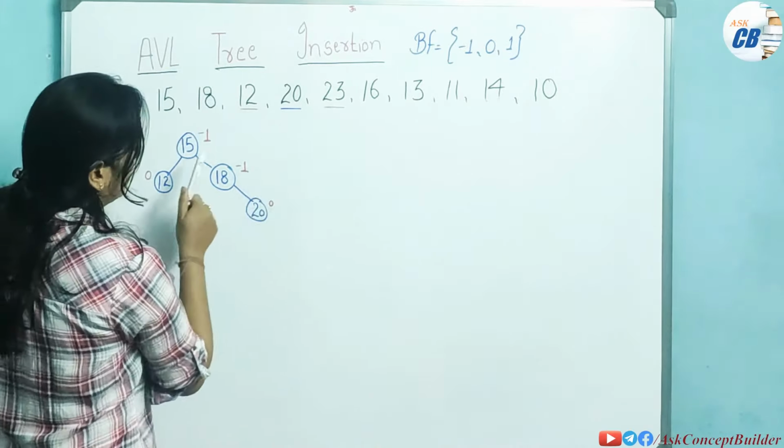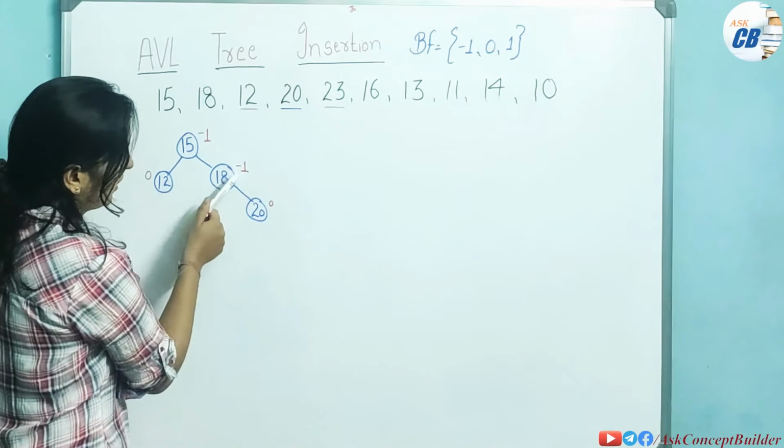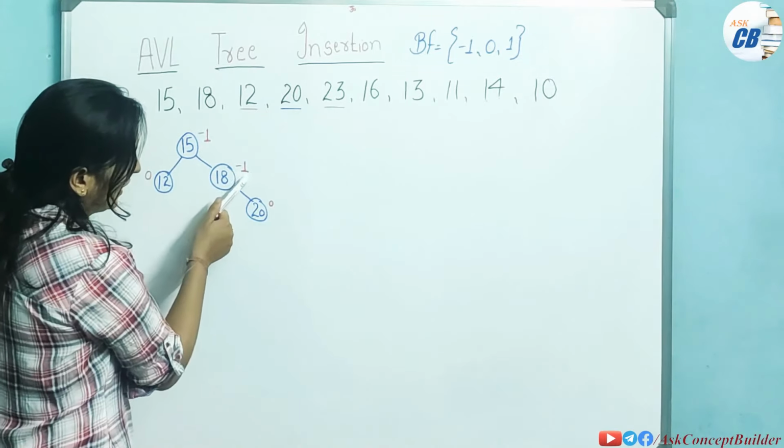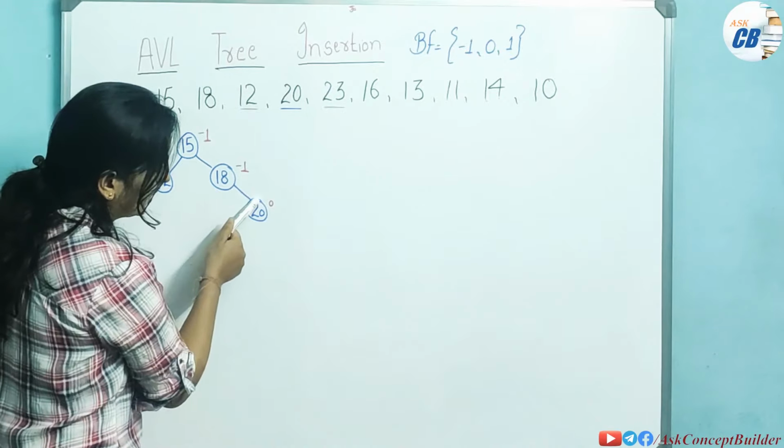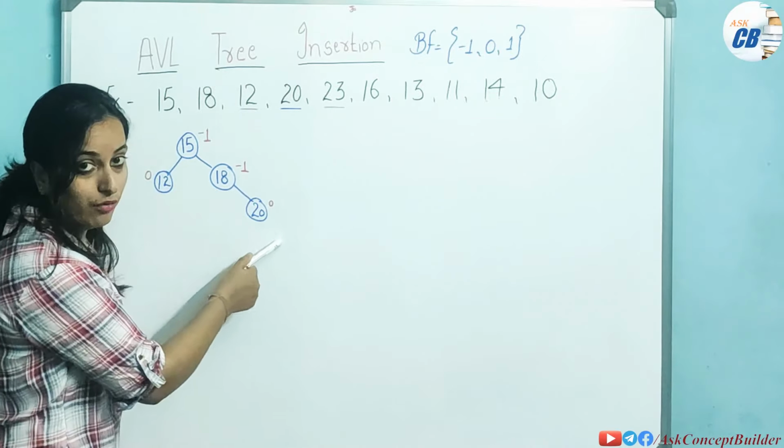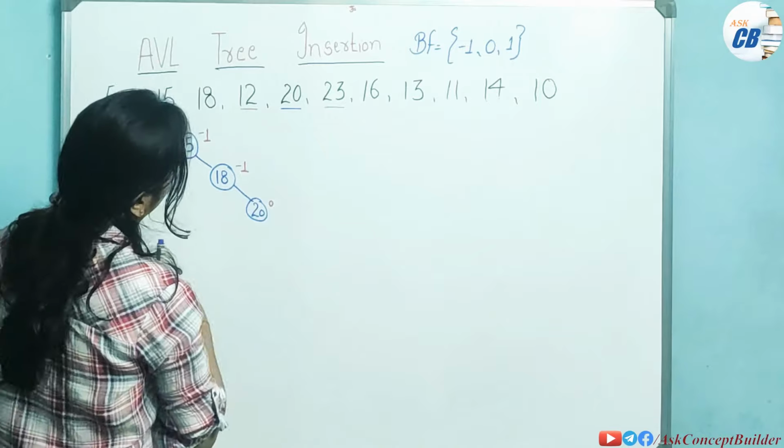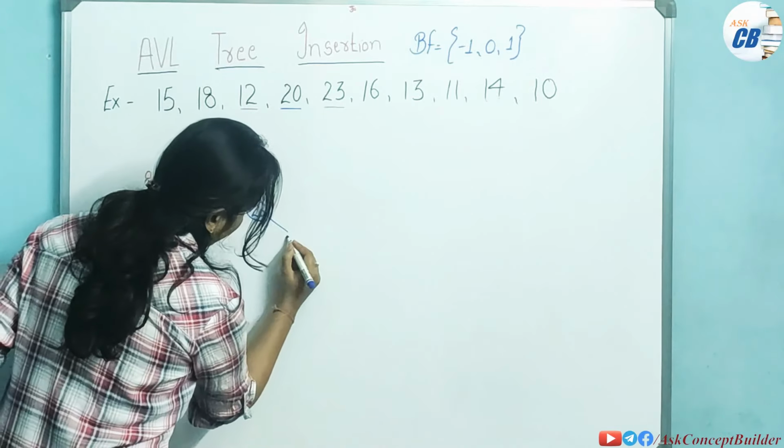See, 23 is greater than 15, so it will come to the right of 15. Again it is greater than 18, so it will come to the right of 18. Again it is greater than 20, so it will come to the right of 20. So 23 will come on the right of 20. Fine.